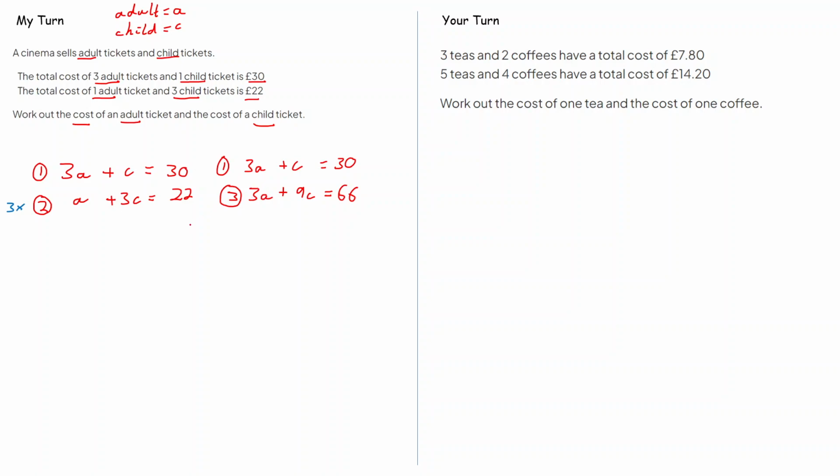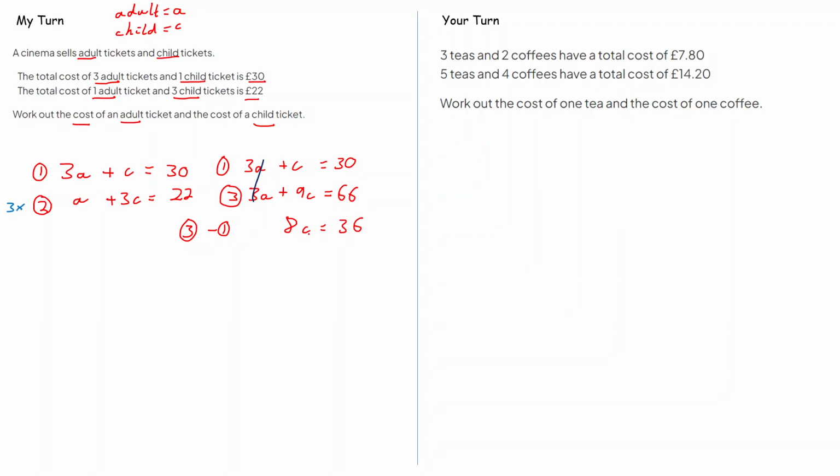And let's do equation 3 take away equation 1. It is a choice, but this is going to be a better choice because everything will keep positive. So 3A take away A, they cancel. That's the aim of the game. I've eliminated my A part there. I've got 9C take away 1C, which is equal to 8C. And that is equal to 66 take away 30, which is equal to 36.